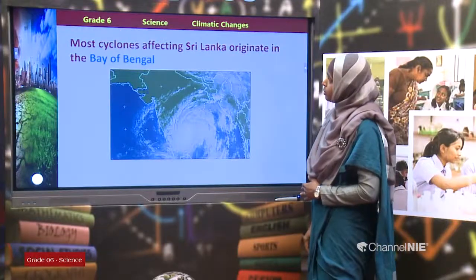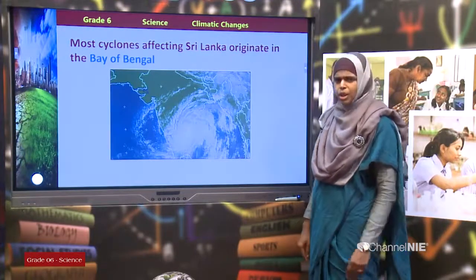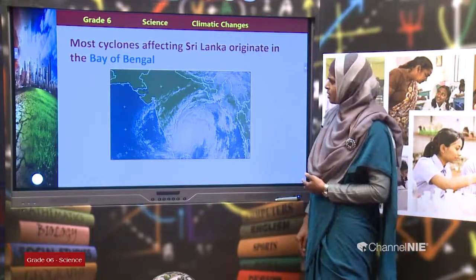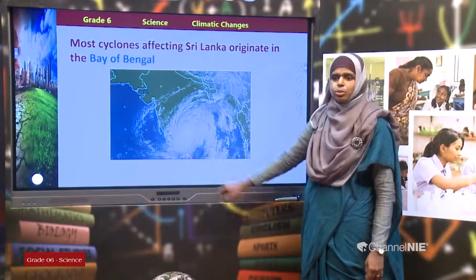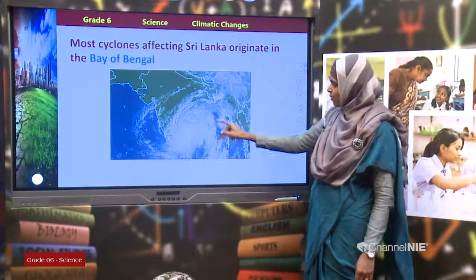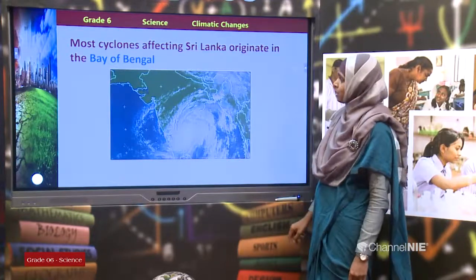Most of the cyclones which affect Sri Lanka originate in the Bay of Bengal. Do you know where the Bay of Bengal is, children? It's around this region. This oceanic region is called the Bay of Bengal. So, most of the cyclones occur in this region and later they migrate towards our country. And whenever they reach our country, they cause most of the destruction.